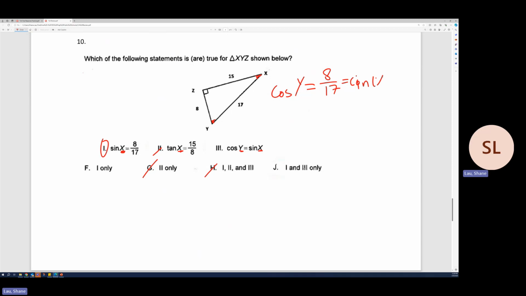Therefore, let me go ahead and rewrite all of that. Sine of x and cosine y are equal to each other. And J is going to be our answer here. Okay.